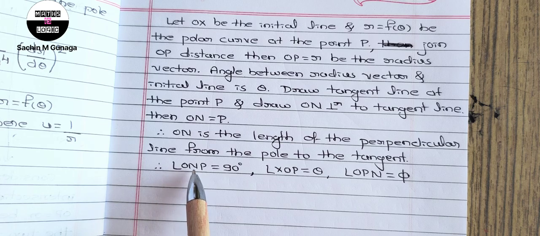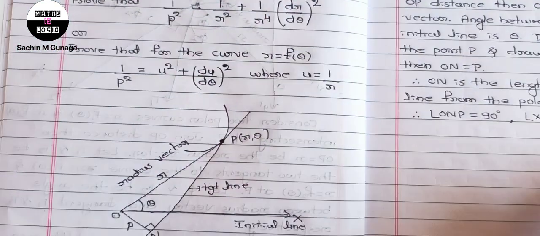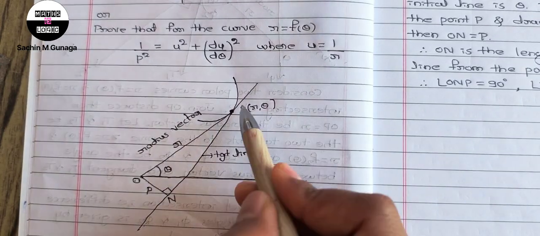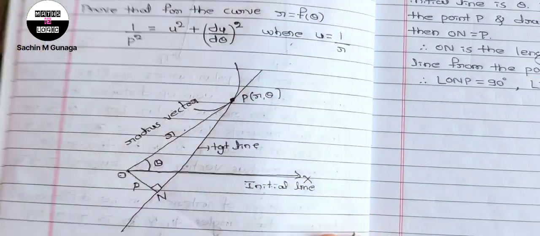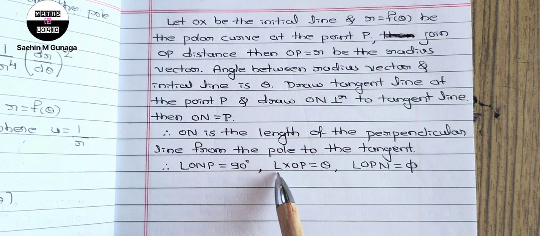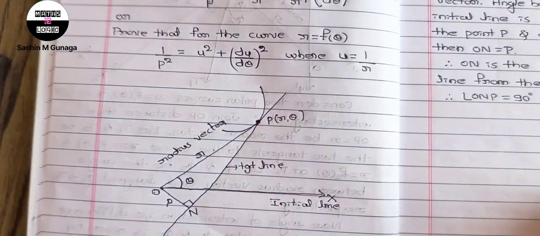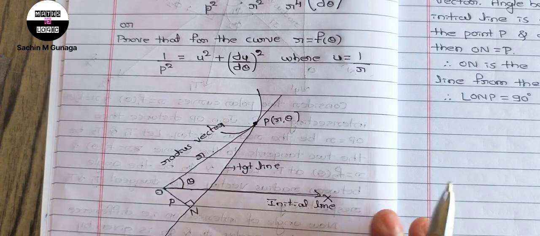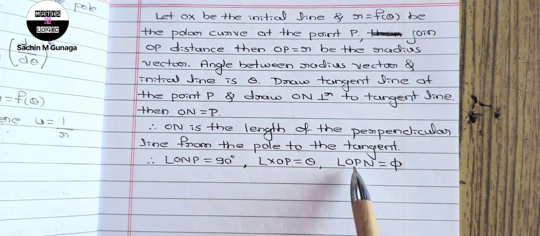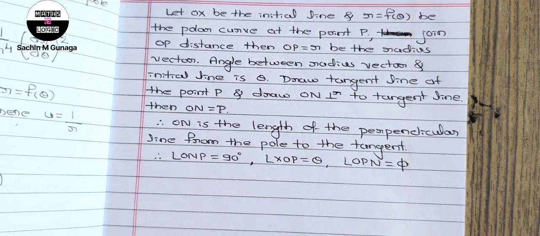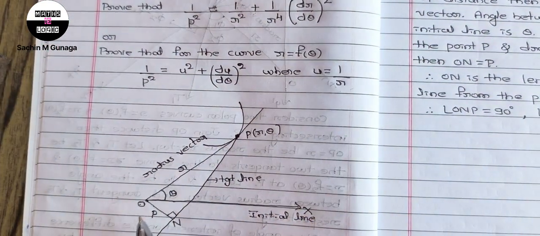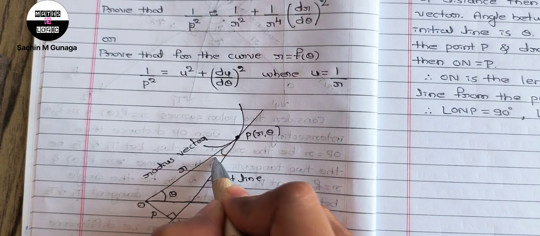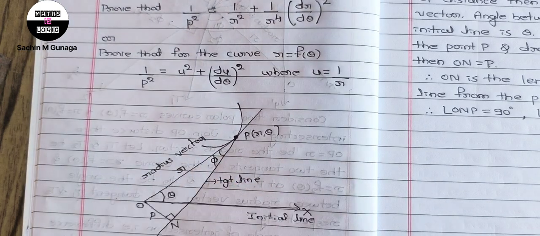Therefore, angle ONP is equal to 90 degrees. Next, angle XOP is equal to theta. Angle OPN is equal to psi, the angle between the radius vector and the tangent, so this angle becomes psi.